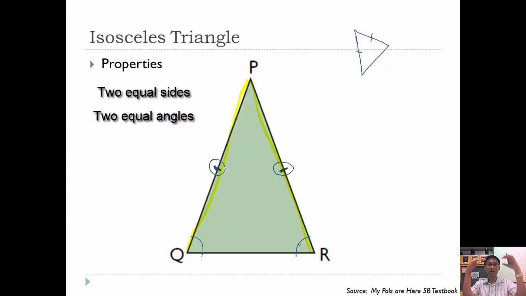So the two angles at the base of the isosceles triangle, where it touches the two equal sides, are the equal angles. So for this triangle, the two equal angles are these two. I can also have a triangle that looks like this. If these two sides are equal, then these two are my equal angles, the ones at the base where it touches the two equal sides. That's something you need to remember about the isosceles triangle.